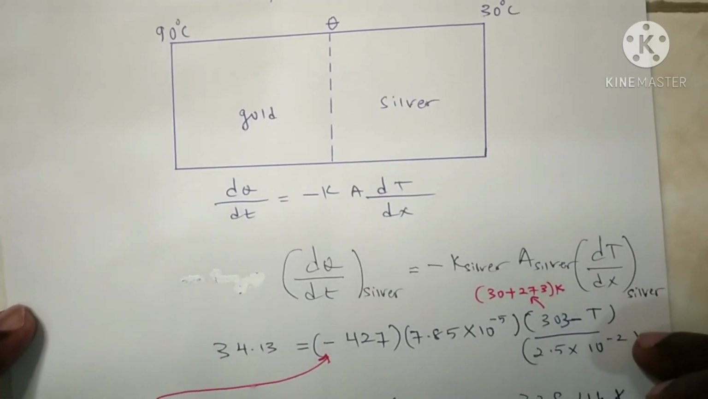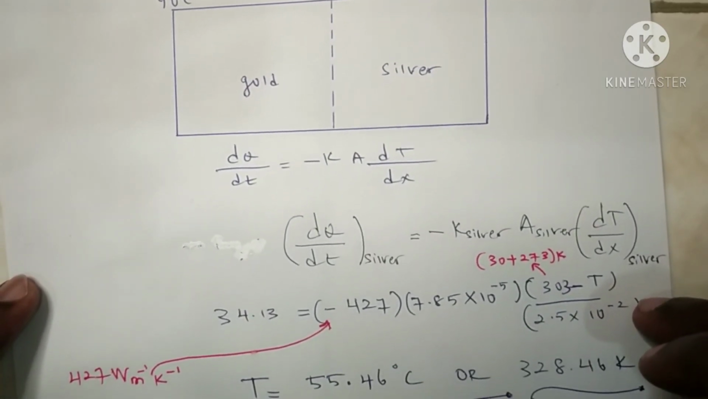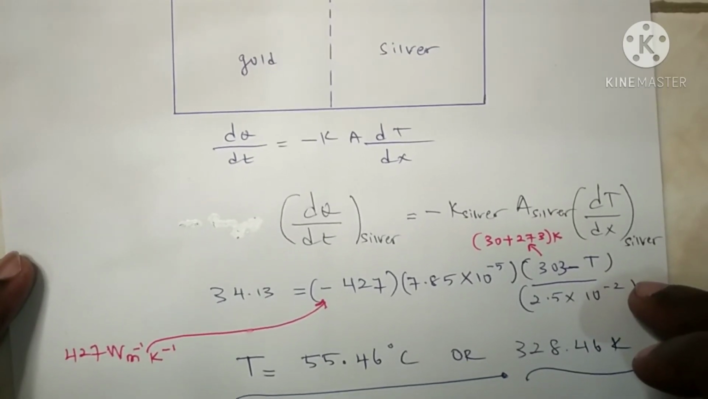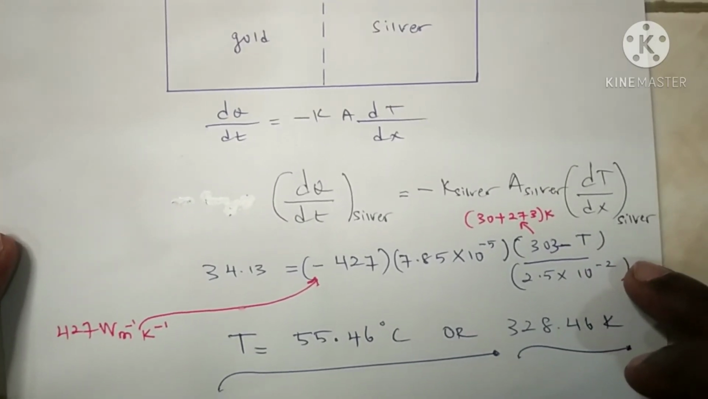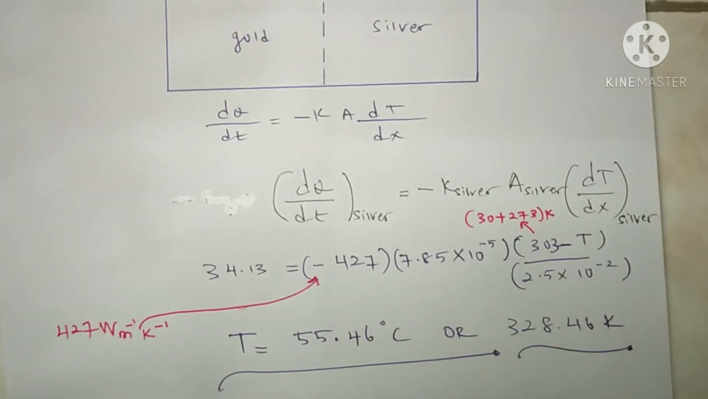and finally you will get the temperature at the contact surface is 55.46 degrees Celsius or 328.46 Kelvin. Simple like a bubble without giving you any trouble.